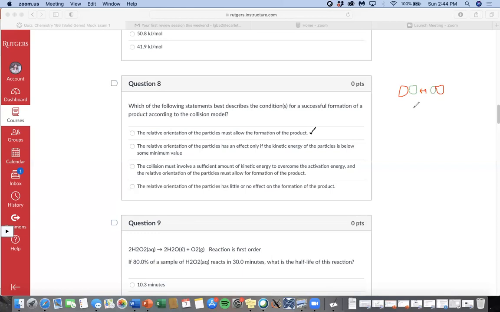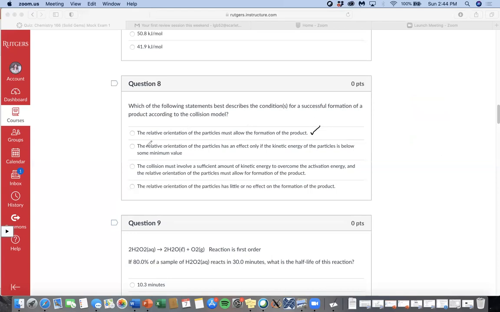But if you had a reaction where there was a red on the outside and a red on the other outside, but there was green on the inside of each, and they collided like this, it wouldn't be a successful collision because you need the two greens colliding with each other. And similarly, if you had two reds colliding but the greens weren't colliding, it wouldn't be a successful collision either. So the orientation of the particles has to be correct in order to allow for the formation of the product. So that statement is true, but we need to figure out if it's the best statement that we have here.